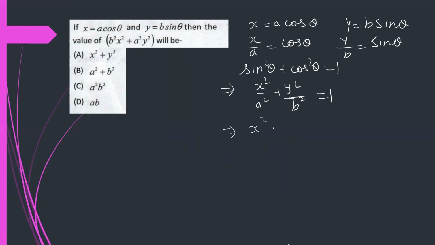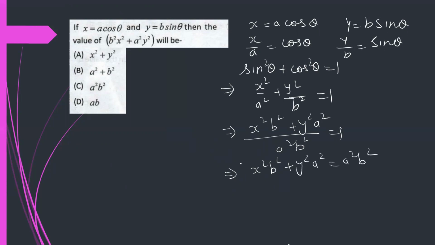Taking LCM, we get x square B square plus y square A square over A square B square equals 1, which means x square B square plus y square A square equals A square B square. So what's the answer? A square B square is the correct option, option C. I hope it's clear to you all.